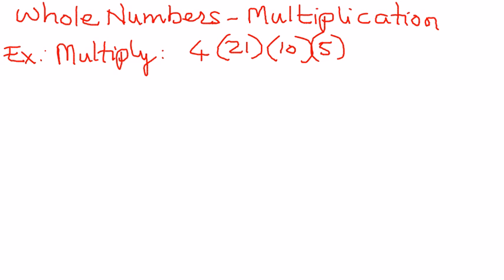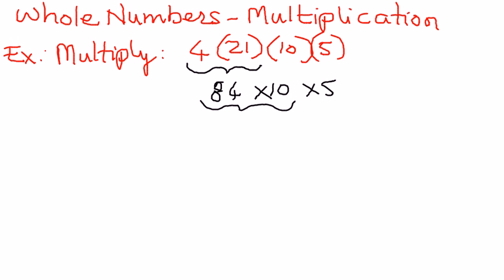In this type of situation, what we're going to do is multiply two numbers at a time. 4 times 21: 4 times 1 is 4, 4 times 2 is 8. So 4 times 21 is 84. Then we're going to take 84 and multiply that by 10 and then multiply that by 5. So we take two numbers at a time.